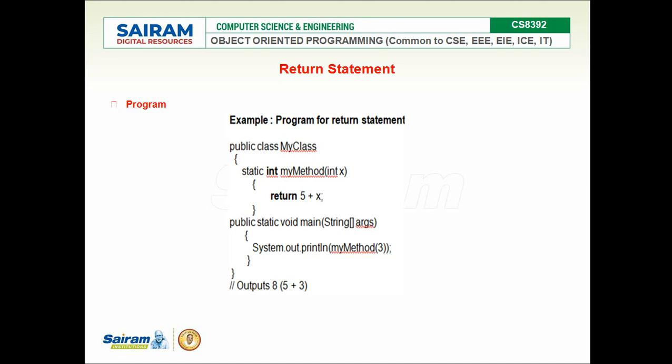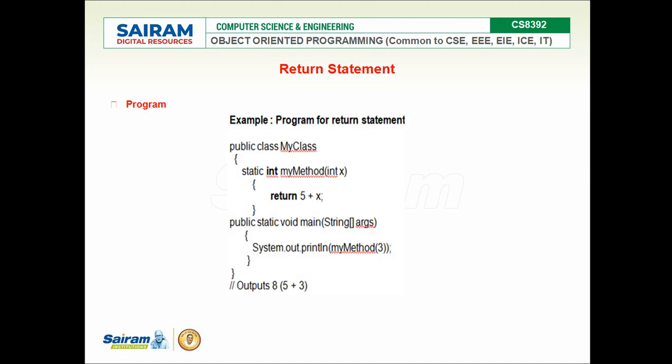Here is an example of the return statement. In public static void main, I am calling myMethod while passing 3 as a value. So 3 is given over there, 5 plus 3 is 8, and it will be returned to the System.out.println. So here I call the function and the output will be 8. That's what the return statement does.